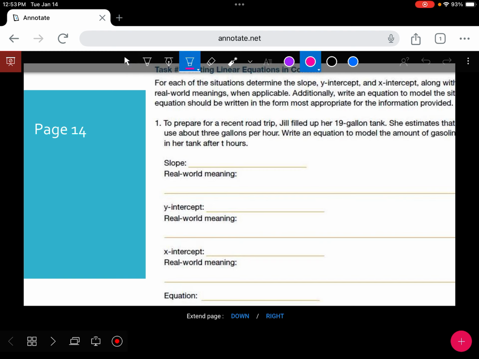All right. And I want us to find our slope, our y-intercept, and our x-intercept, and write the equation for this situation.